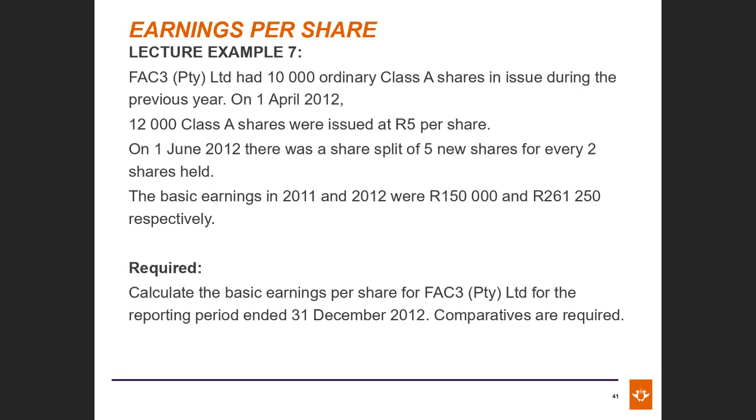We have 12,000 Class A shares that were issued at 5 Rand per share. If they were issued at 5 Rand per share, is this an issue for value or for no value? So the 12,000 Class A shares were issued at 5 Rand per share. Is this an issue for value or for no value?